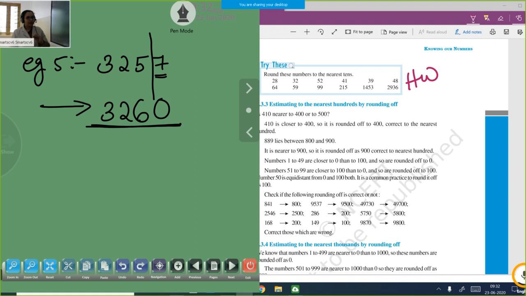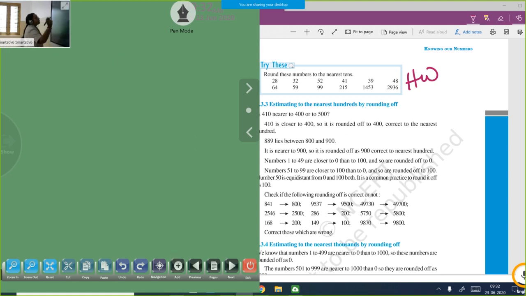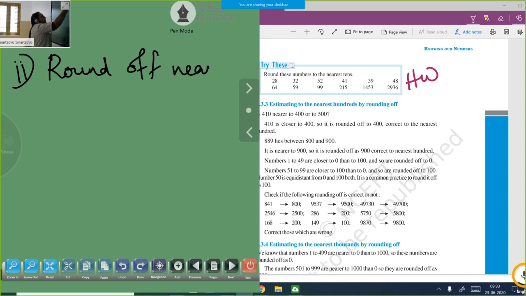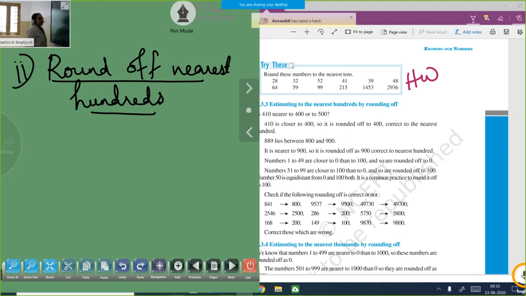Next the teacher is giving rounding off to the nearest hundreds. Second part. Second estimation, put number 2. Round off to the nearest hundreds. Write in the notebook, children. Round off to the nearest hundreds. The same way, okay? This is also very simple.